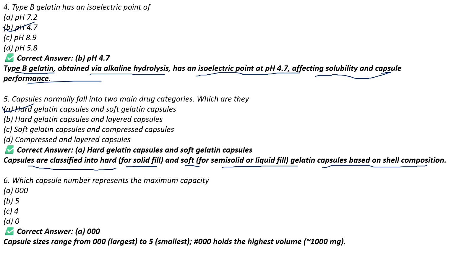Moving on to the next question, which capsule number represents the maximum capacity? Options are 000, 5, 4, or 0. The capsule size ranges from 000, which is considered the largest, to 5, which is considered the smallest. So 000 holds the highest volume, of around 1000 mg. So we can say option A, that is 000, is the right answer for this question.